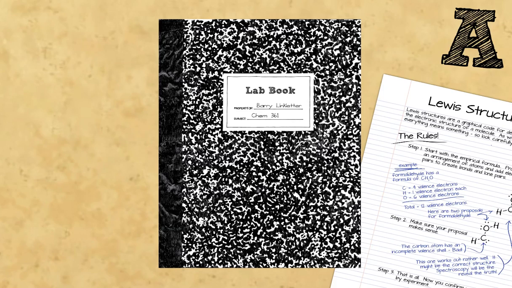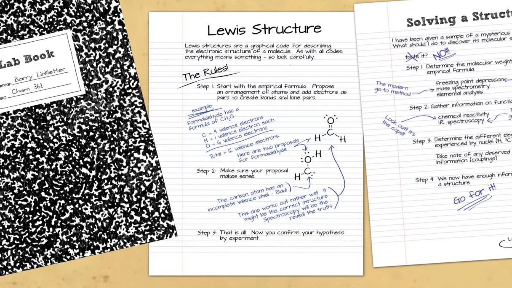Now, before we get too far, I want to encourage you to review Lewis structure. Lewis structure is not just some stick drawing. It is actually a code for the electronic structure of a molecule. Let's consider formaldehyde. It has a very simple empirical formula, CH2O, the simplest carbohydrate.